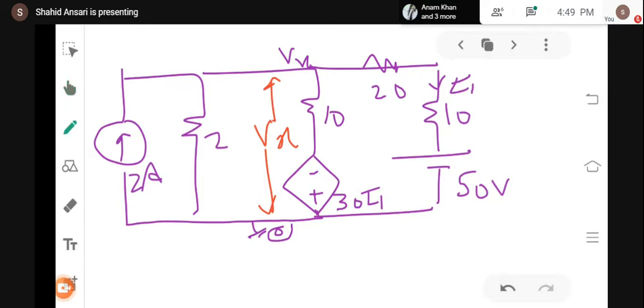Now, can I apply KVL in this particular loop in clockwise direction? In the previous lecture, I mentioned one important crucial point: if you have a passive element, current should enter from positive, and if you have an active element, current should enter from negative.